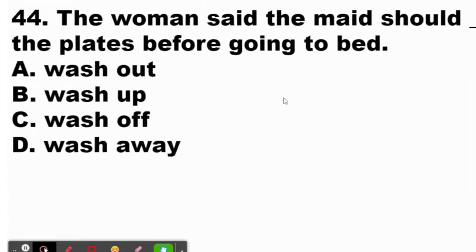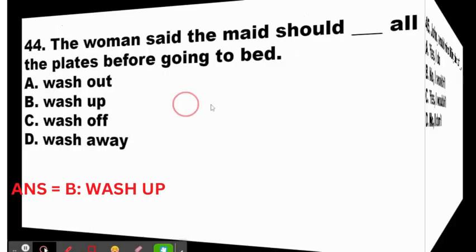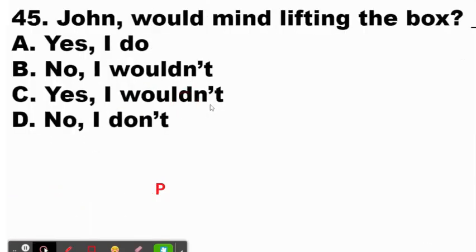Question 44. The woman said the maid should dash all the place before going to bed. A, wash out. B, wash up. C, wash off. D, wash away. The correct option is B, wash up. You wash up all the place, okay? You can wash out some stains from a particular place, but when you are talking of washing up all the place, it is wash up. So B is correct. Question number 45. John, would you mind lifting the box?